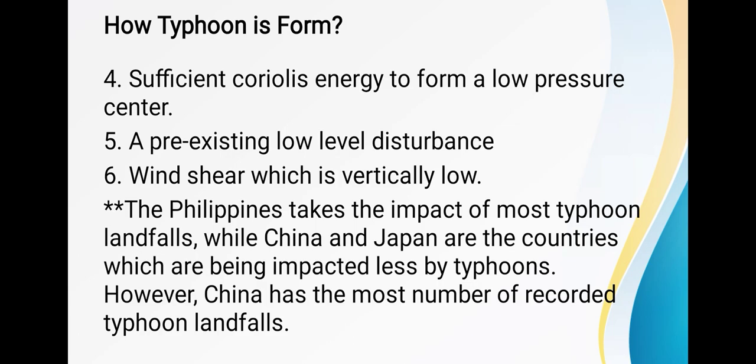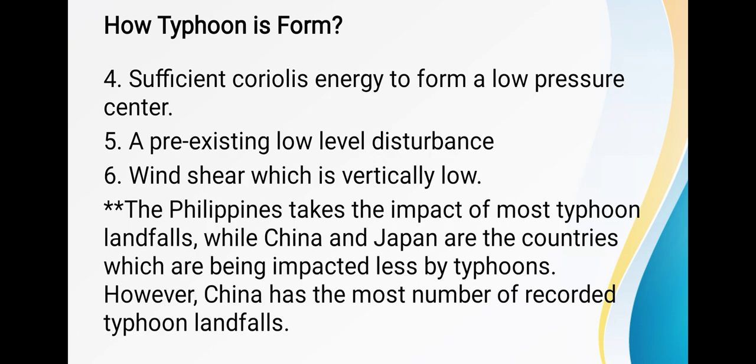Number four, sufficient Coriolis energy to form a low pressure center. Meaning to say, if there is lesser energy exerted for the natural movement of air, there will become a tropical depression. From that tropical depression, there will become a typhoon.